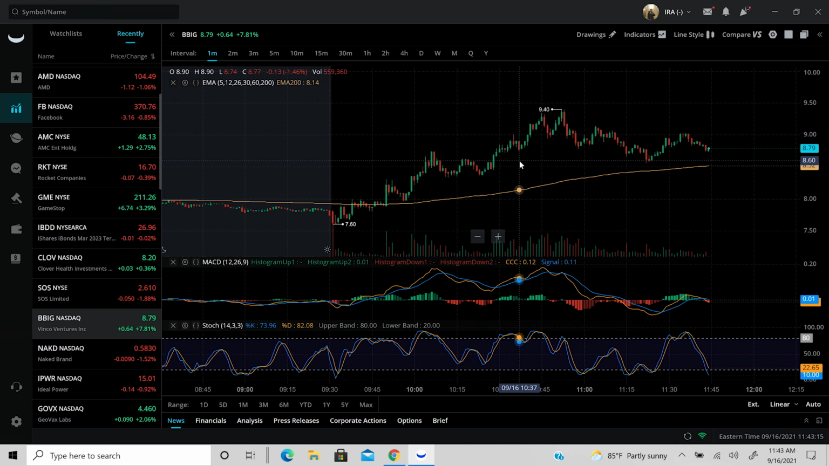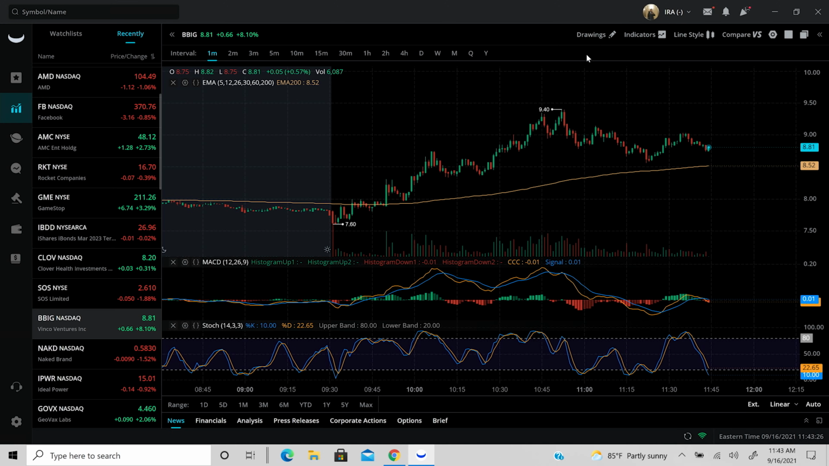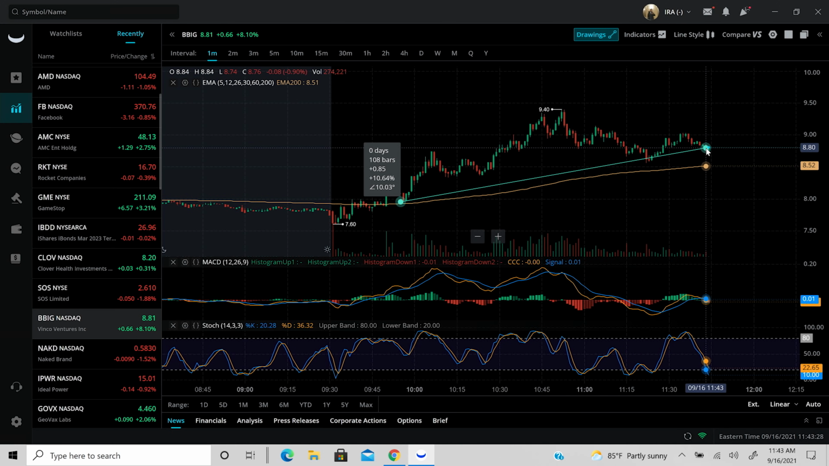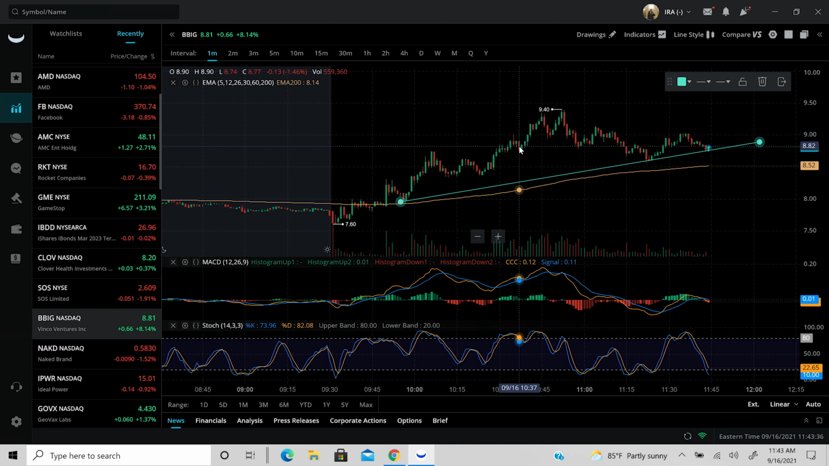Now, we have BBIG here, which happens to be a very popular equity. What I would first do is confirm that it is trading above the 200 EMA. Secondly, I would go ahead and draw a trend line. I want to see that the equity is following a trend. As we have this trend line plotted, we can see that the equity respects the trend line. It is still showing strength, hanging above the 200 EMA.